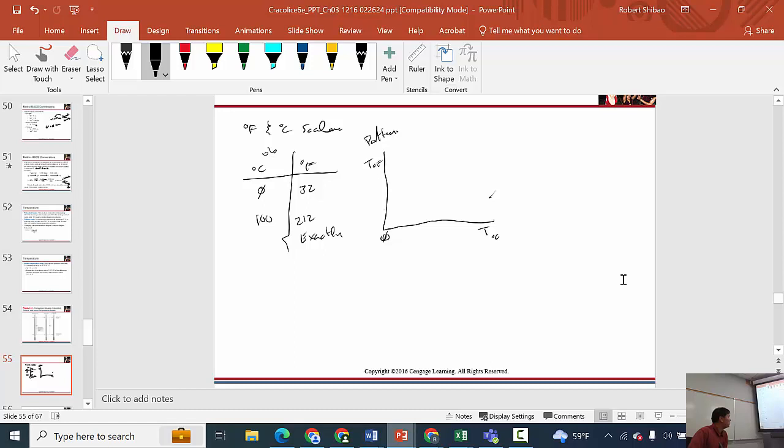32. So we'll have one point here, which we'll call 32 degrees Fahrenheit, 0 degrees Celsius. Now, if I have 100 degrees Celsius, what is my Fahrenheit temperature? 212. So that gives us our second point here, 212 degrees Fahrenheit. And it turns out that this is a linear relationship. That is, it's a straight line relationship. So linear means straight line.